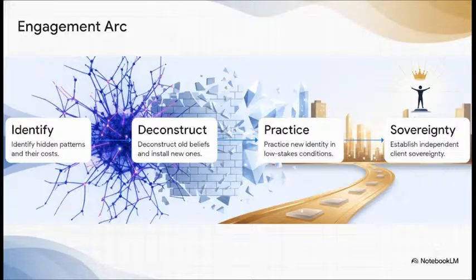Then comes step 3, embodiment. That's where they practice this new identity out in the wild, in real-world low-stakes conditions. And finally, step 4 is expansion. This is where the new self is really tested under pressure and you establish their independent sovereignty. Bottom line, they don't need you anymore, which, honestly, is the ultimate goal of all this.